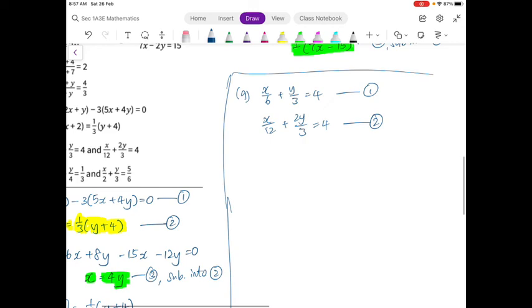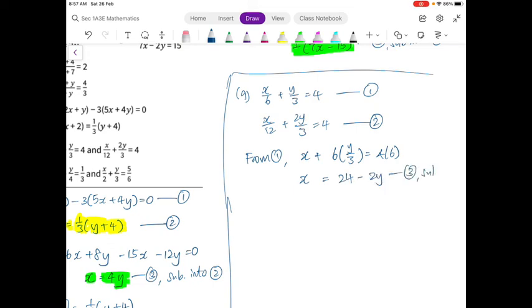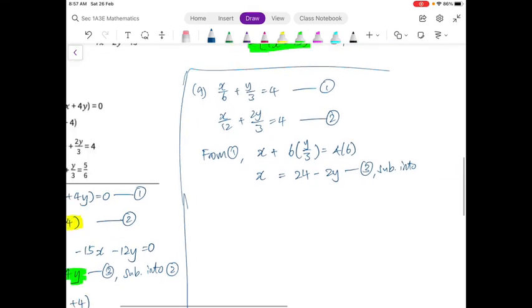Okay, so same thing. Either you make x the subject, y the subject, whichever is more convenient, or you can change them into linear forms, or a more recognizable form without all the fractions. So in equation number 1, I'm going to try and make x the subject by multiplying throughout by 6. So we end up with x plus 6 times of y over 3 equals to 4 times of 6. So x will be 24 minus 2y. So this is equation number 3, sub into equation number 2.